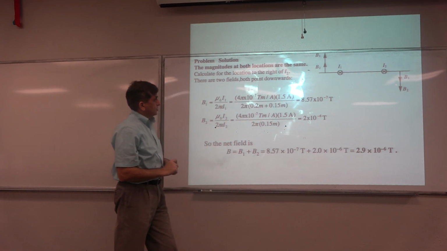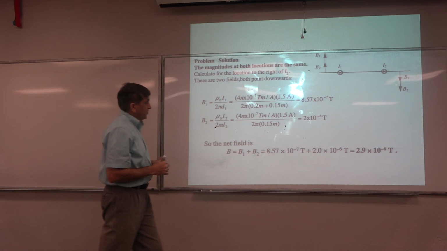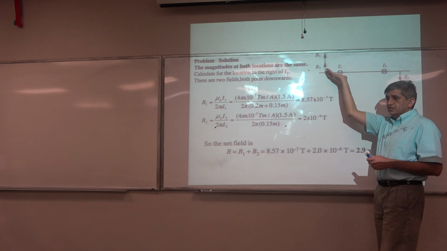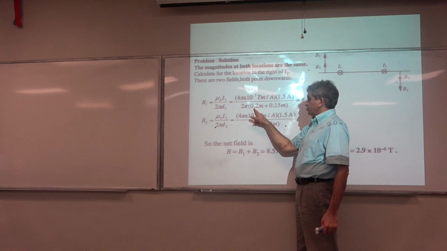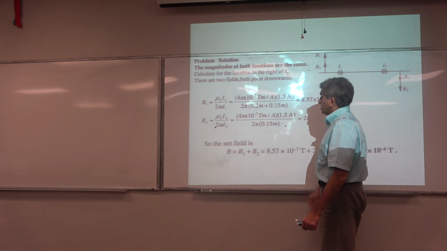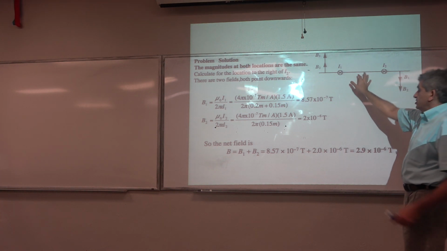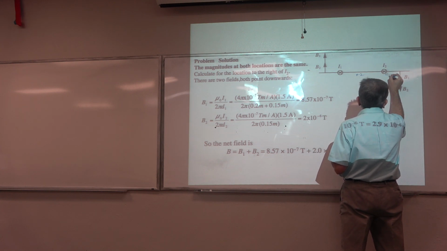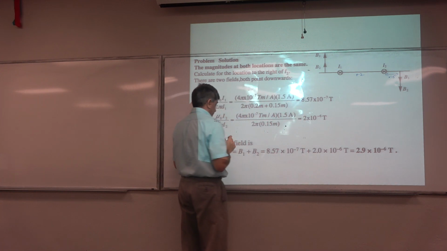So I can find only for one of them, then the other one is all set. Now the magnetic field B1 due to the current carrying wire 1 is equal to mu naught I over 2 pi d, which is 0.2 times, okay, over here. 0.2 is this distance, and this is 0.15 again. So you will have 0.2 plus 0.15.